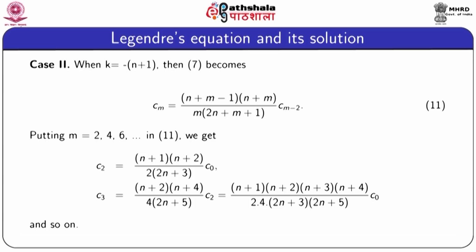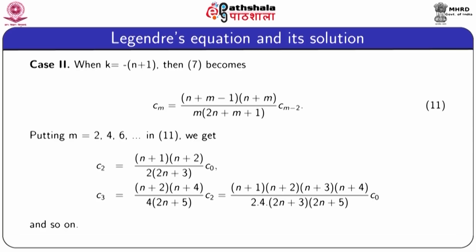C4 will be n plus 2 into n plus 4 divided by 4 times 2n plus 5 into C2. And when you substitute this C2 here, you are going to get this whole expression. And similarly, you can calculate C6, C8 and so on.